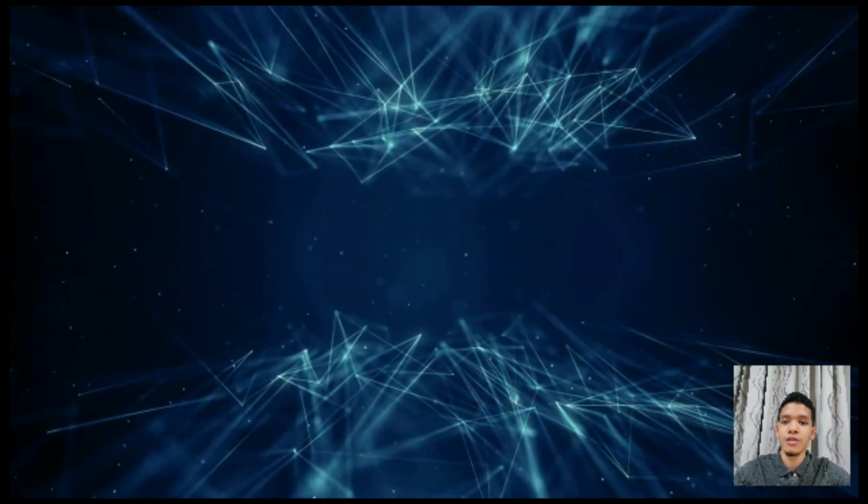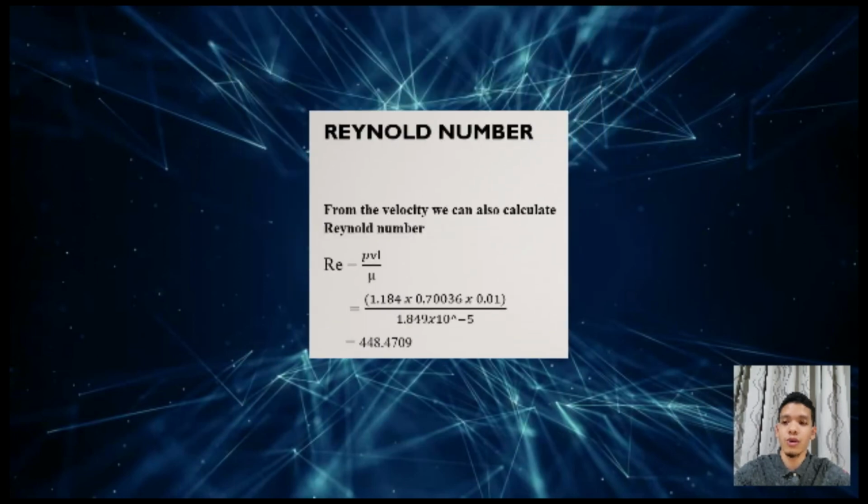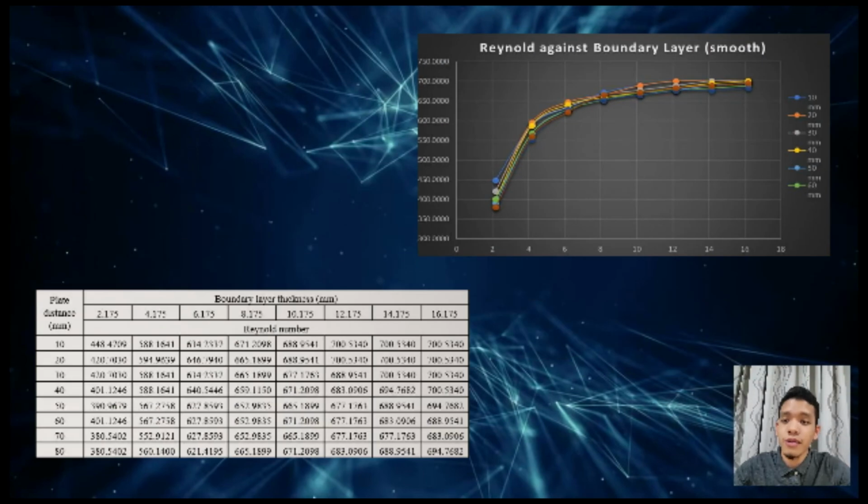Next, we continue with Reynolds number. We can also calculate Reynolds number from the velocity using the formula: Reynolds number is equal to rho V L divided by mu. From the graph, we found that the thicker the boundary layer, the more the Reynolds number increases due to the increase in velocity.